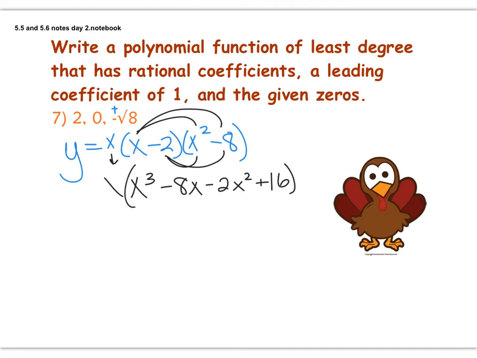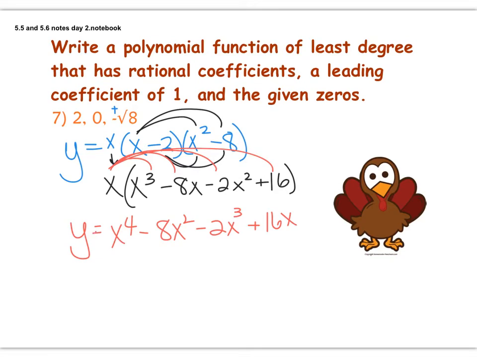I'm going to drop down my x and we'll multiply him. So we're going to have x to the fourth minus 8x squared minus 2x to the third plus 16x.